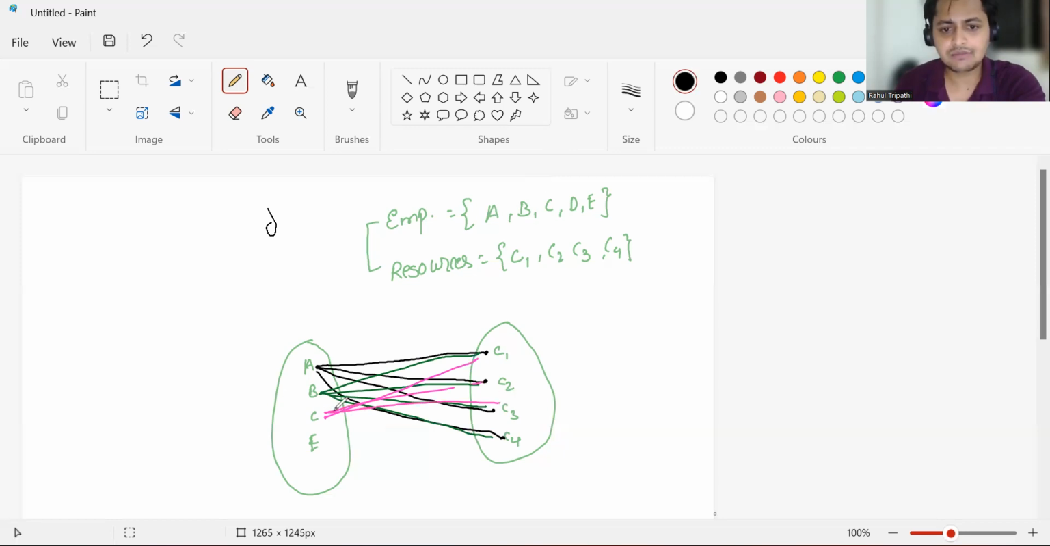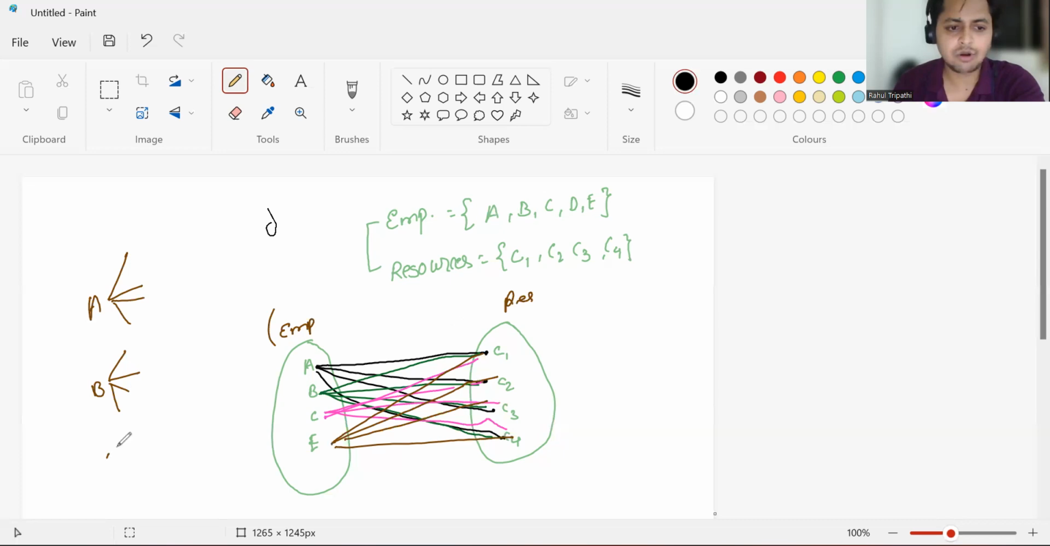If you have this kind of structure, just a minute, let me draw it, then I will explain. So this is the employee, and this is the resources. Here you can see A has access to all the resources. Similarly, B has access to all the resources. C has all the resources. So what can we call it? A is an ordered pair, paired with all the resources.